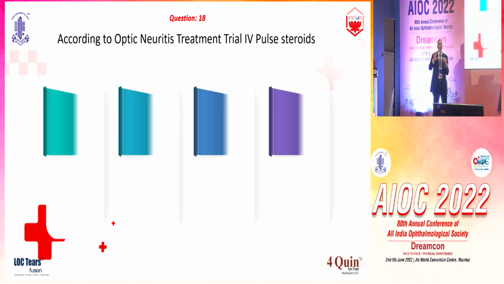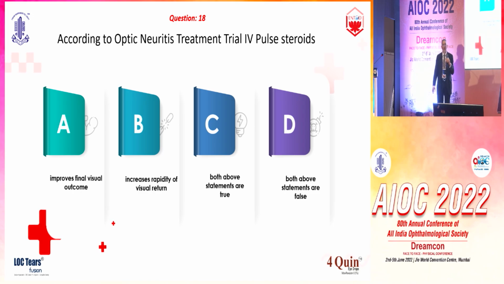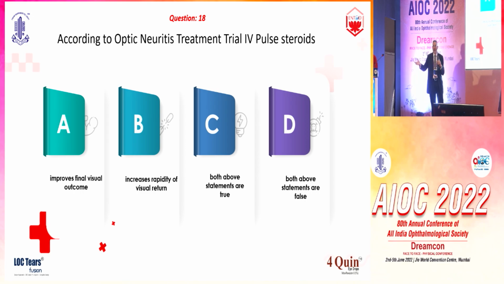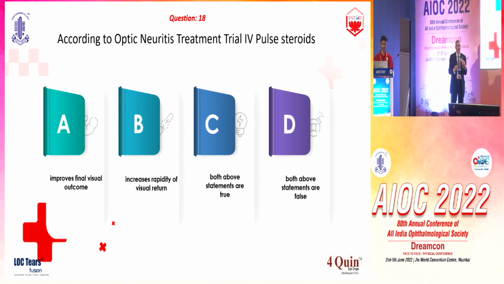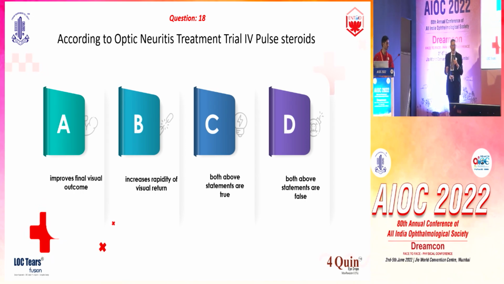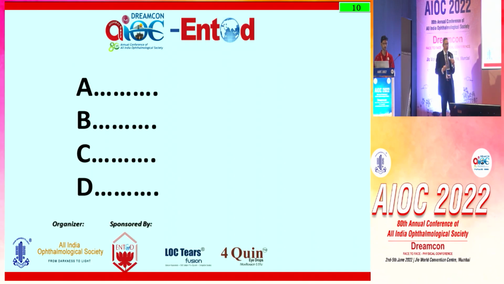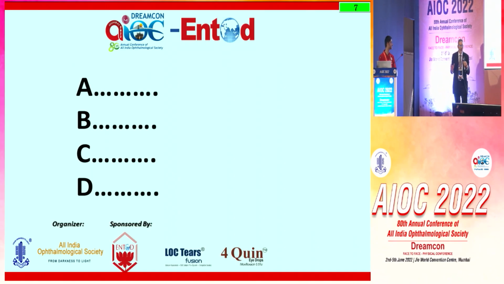according to the ONTT, the Optic Neuritis Treatment Trial, which is about 20 years old, the IV pulse steroids improve the final visual outcomes, or increase the rapidity of the vision return, or both the statements are true, or both the statements are false. So which of these is true? The Optic Neuritis Treatment Trial was a very landmark trial. Time starts now, where they gave pulsed IV methylprednisolone, and they did about 480 cases, and they discovered one of these.